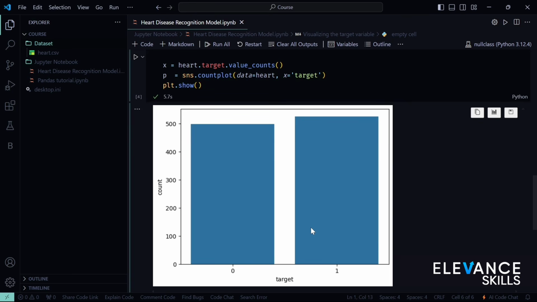Interestingly, when we visualize the data, we find that the count of normal people and people with heart disease in this dataset is quite balanced, with both close to 500. This is a good sign, as it suggests that our model will have enough data to learn from both classes, potentially leading to more accurate predictions.